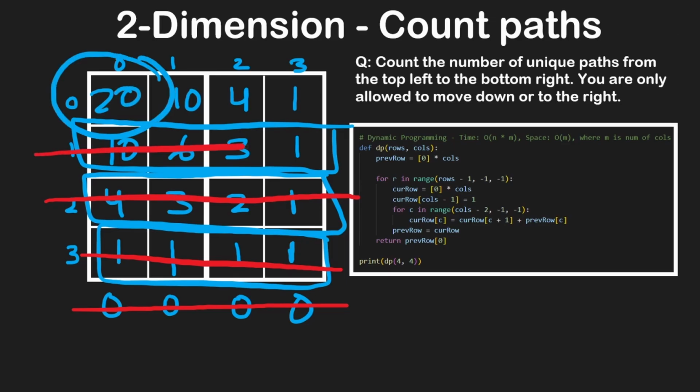And then finally, we're going to delete this from memory as well. This is going to be our previous row. We're going to return the 0th value in that previous row. That's exactly what we wanted. We're going to return the 20.